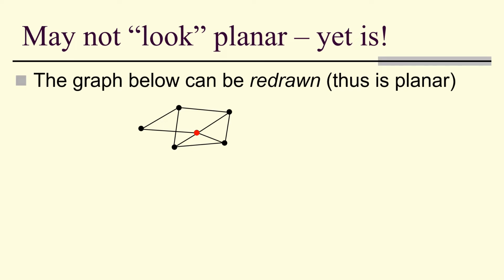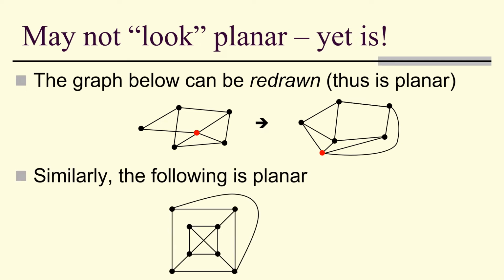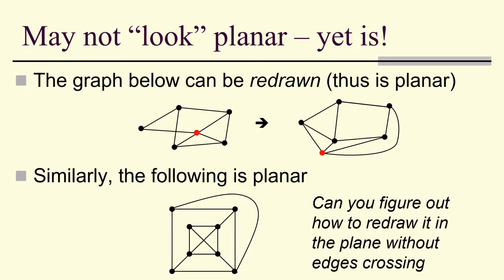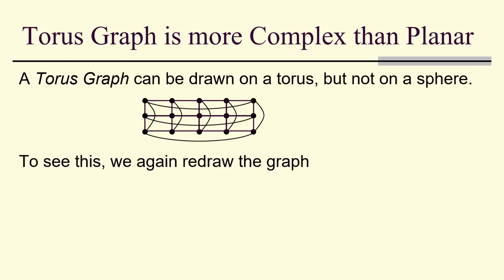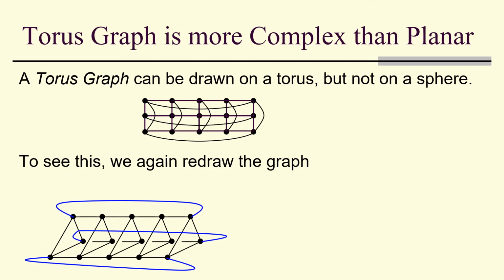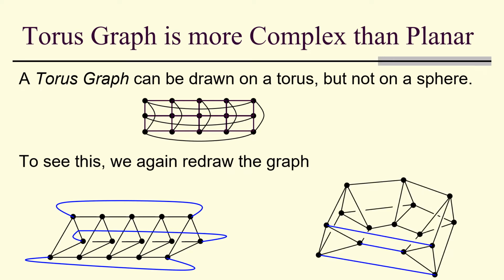I can take some graphs that may not look planar, but we can redraw them so that they are planar. Here's a graph, and it actually is planar, but I'm going to leave it to you to figure out how to make it planar. A torus graph is more complex than a planar graph because we can draw it on a torus, but not on a sphere. Here's the same graph redrawn and redrawn again, and you can see the toroidal structure implied there. A torus has a hole, it has genus 1.